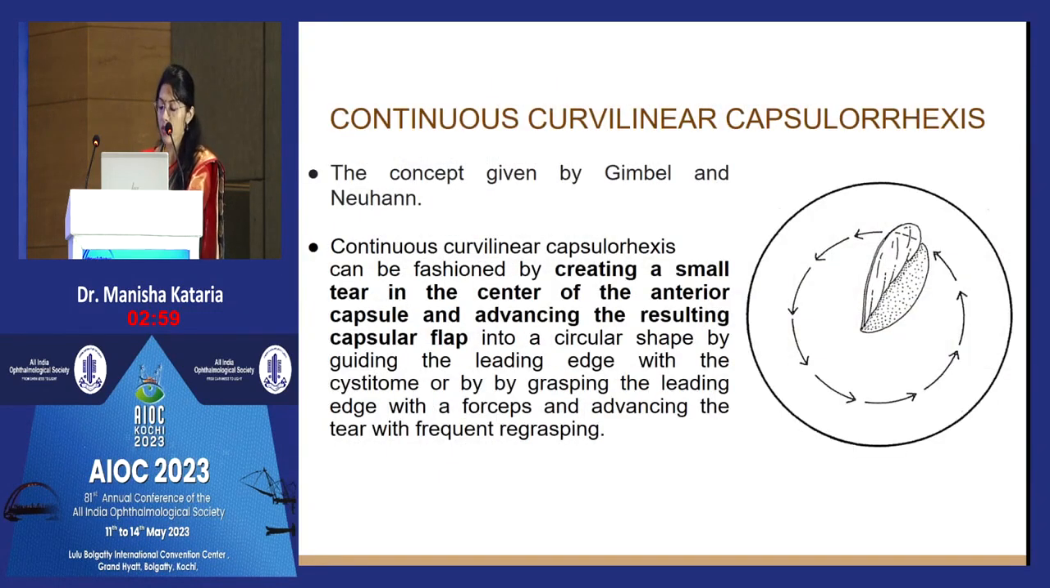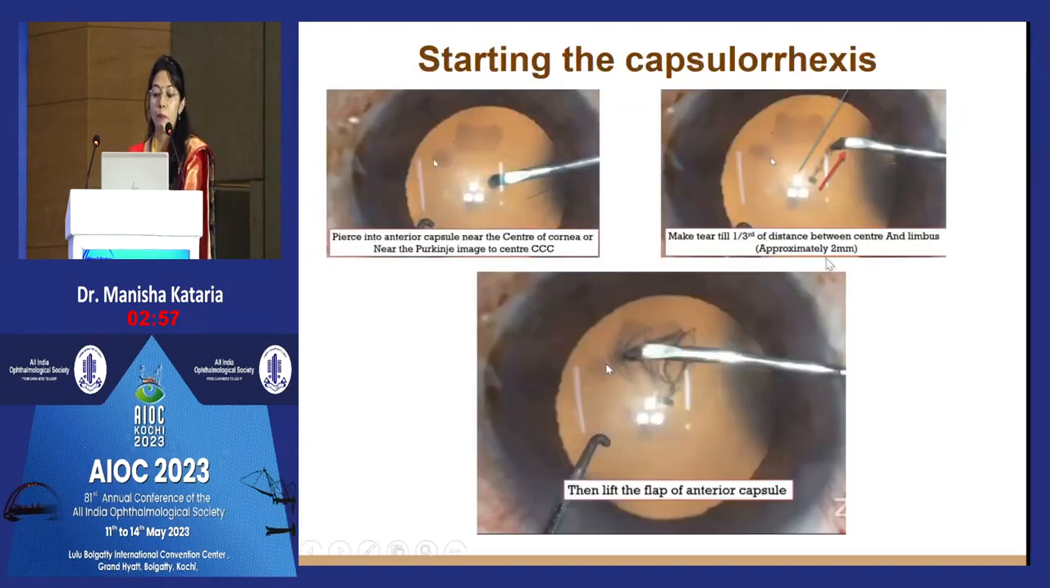For the continuous curvilinear capsulorhexis, for good centration, always pierce the anterior capsule near the center of the cornea, taking Purkinje images, because they are a marker for the visual axis. Make the tear till 1/3 distance between the center and the limbus, then fold the flap, and the flap should always be flat on the anterior surface.